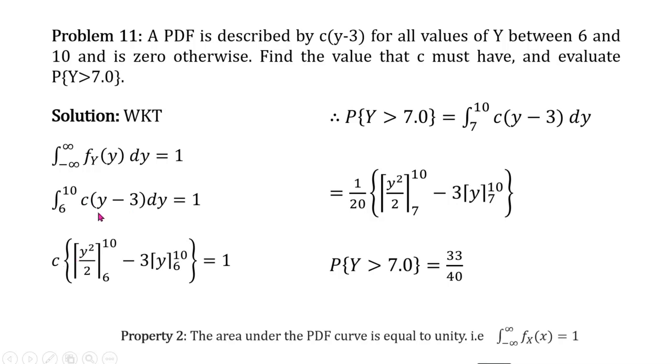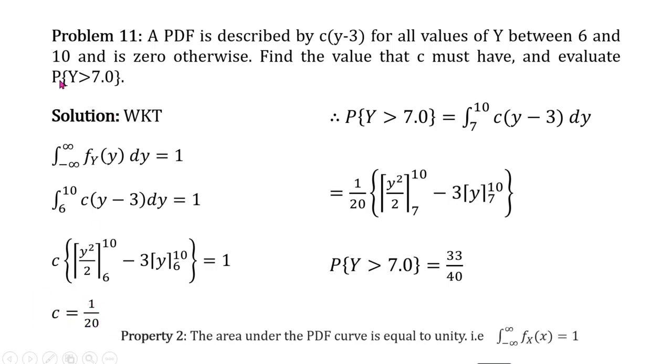So C is a constant. Integration of y is y square by 2 over the limit 6 to 10, minus 3 times the integration of constant, which is y over the limit 6 and 10. That should be equal to 1. Then simplify, and we will get the value of C. After simplification, we will get the value of C as 1 by 20.